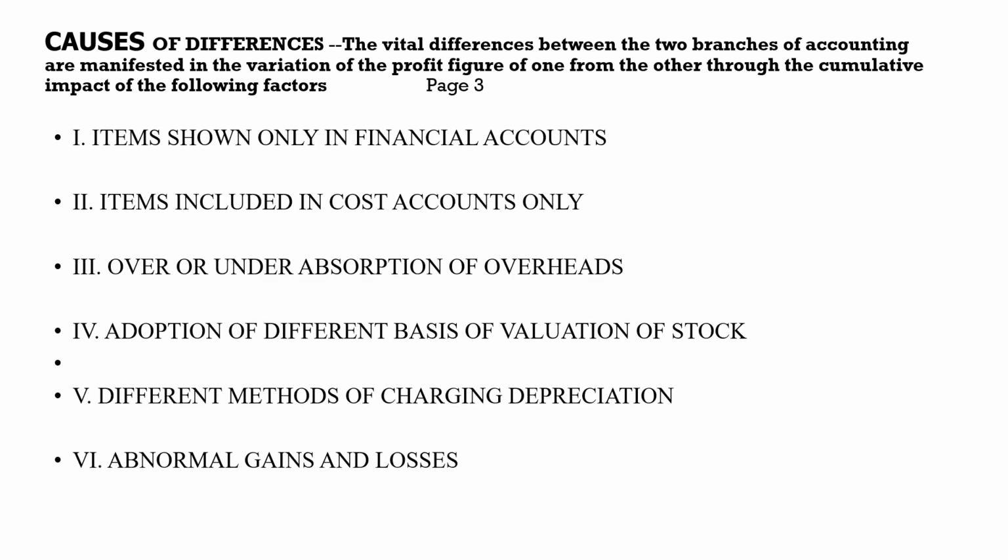Causes of differences. The six reasons: items shown only in financial statements, items included in cost accounts only, over and under absorption of overhead, adoption of different bases of valuation of stock, different methods of charging depreciation, abnormal gains and losses.